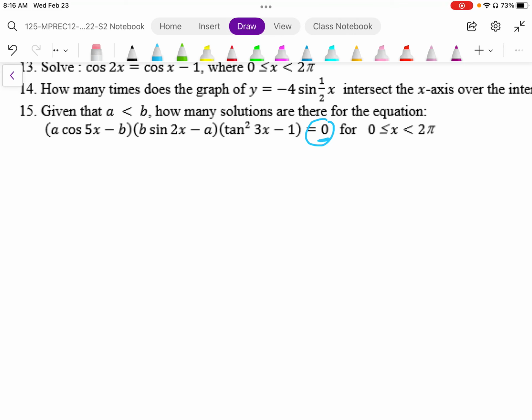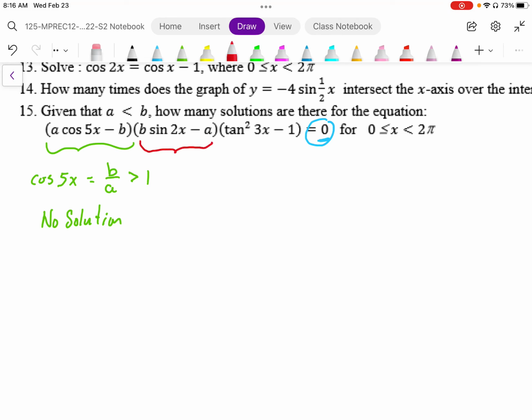So looking at the first factor, we're going to end up with cosine of 5x is equal to b over a. Now, this looks okay other than the fact that when we first defined this, b is bigger than a, that means that that must be bigger than 1, and cosine cannot be bigger than 1. So this is going to give us no solution. So then we can move on to the next bracket.